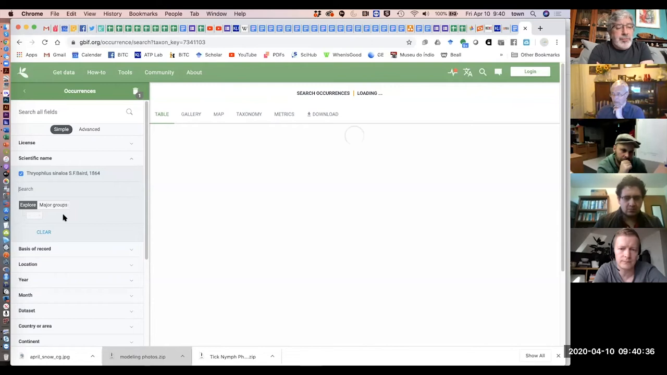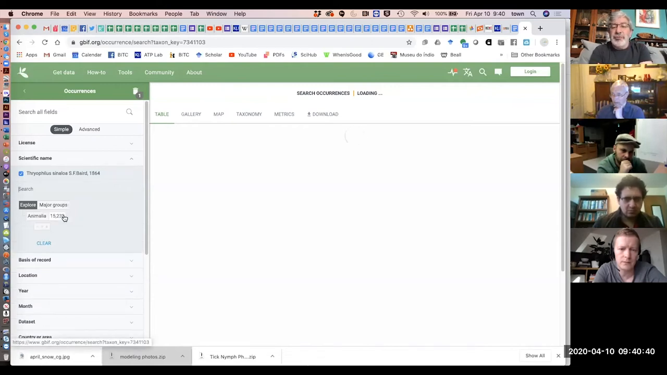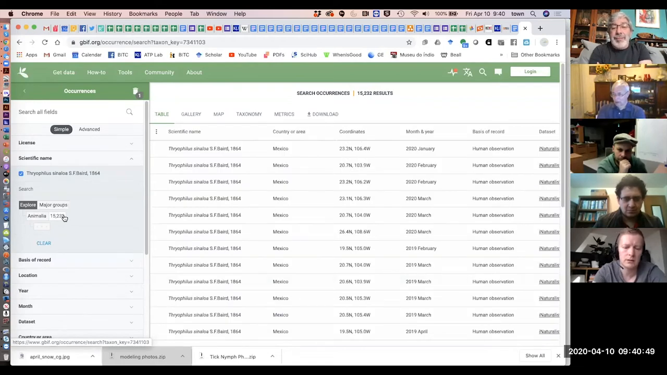There should be a ton of data for this species, but it has been transferred from one genus to another relatively recently. Which is why I thought to jump in. But it looks like it is getting hits.